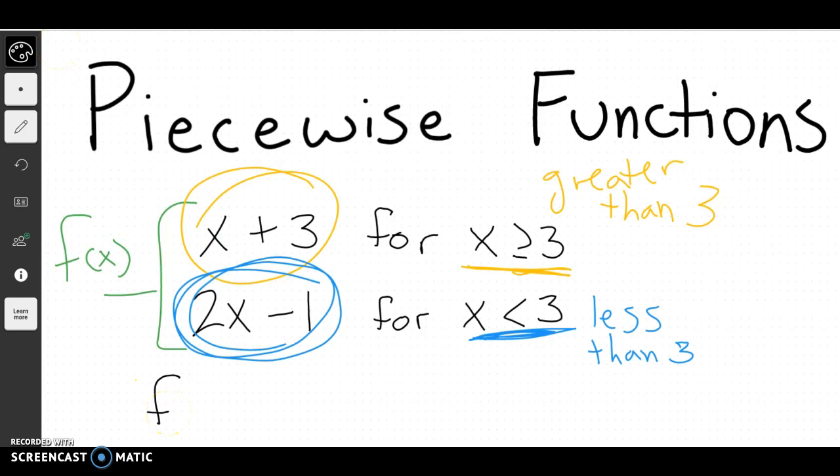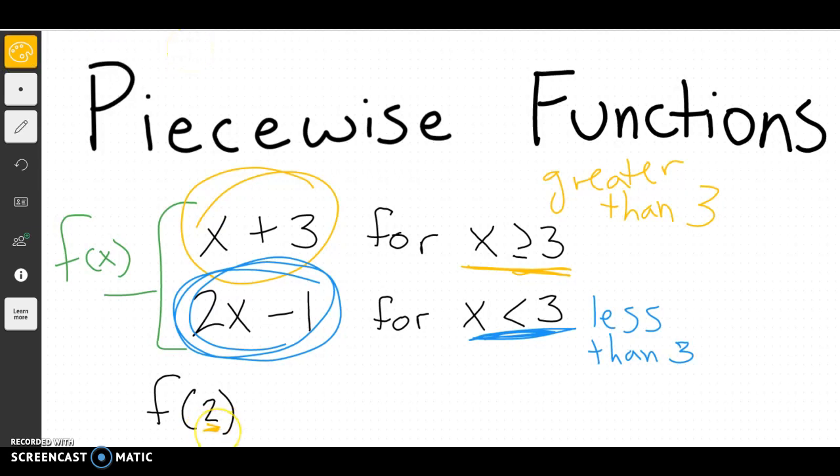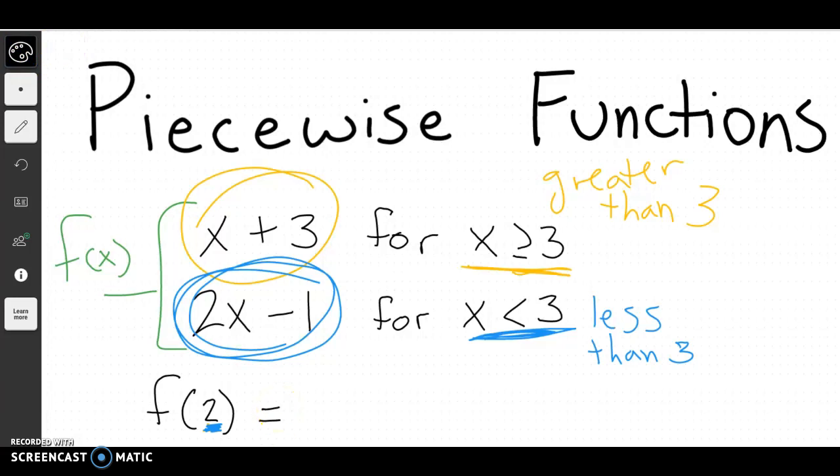So they might say, okay, we got f of 2. Now I just kind of look through what rule I'm supposed to use. It's telling me that my input is 2. If my input is 2, the rule I should be using is the less than 3 rule. So I'm going to use that rule that we have underlined in blue because 2 is less than 3. So now all I do is plug it in. The rule says take the input, times it by 2, and minus 1. Well, if I do that, I'll get 4 minus 1, which is 3. And that would be my answer if my input is 2.